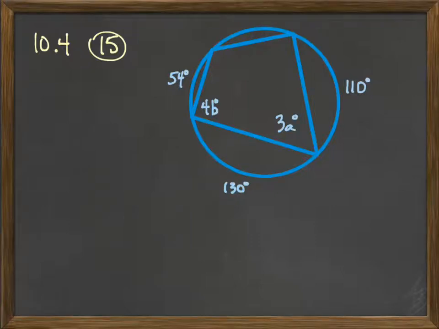This is problem number 15 from section 10.4 in the book. This problem involves a quadrilateral that's inscribed in a circle, and we can use the information given in this problem about the circle to solve for the variables a and b.